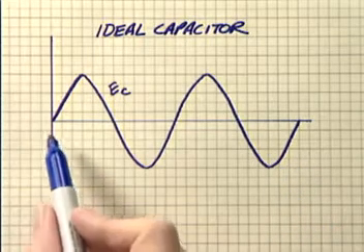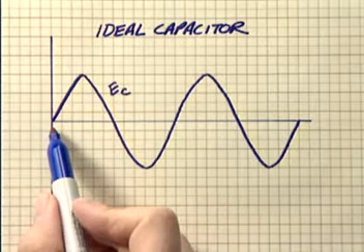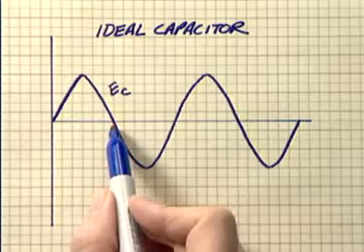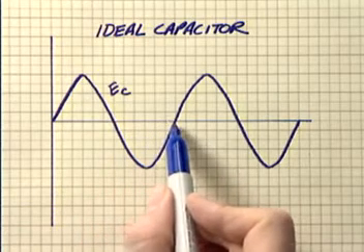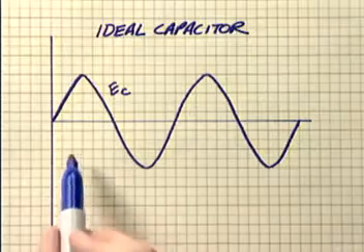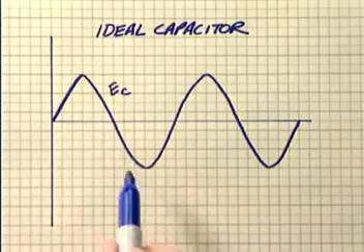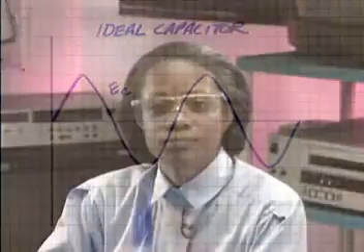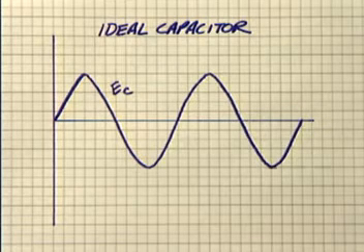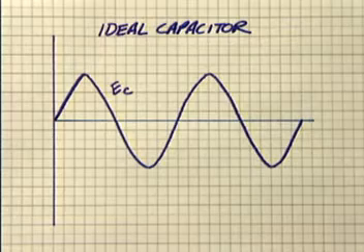Remember, the greatest rate of change in a sine wave occurs when it intersects the baseline at 0, 180, and 360 degrees. On the other hand, the least rate of change occurs at 90 and 270 degrees. Now let's graph the sine wave for current. Recall that the capacitor current will be at its maximum when the rate of change of voltage is at its maximum.